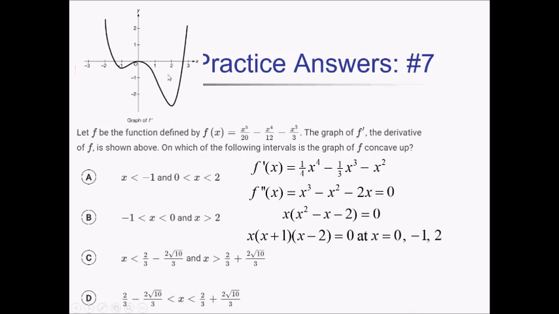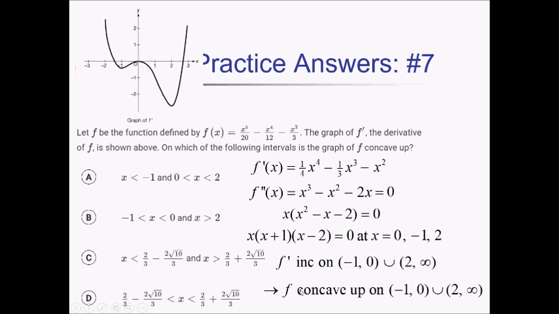Which is pretty much the x values we appeared to see on the graph, but now we have confirmation. So we see that f prime is increasing from -1 to 0, and also from 2 to infinity. Therefore, f is concave up on those two intervals. And this is going to be choice B.